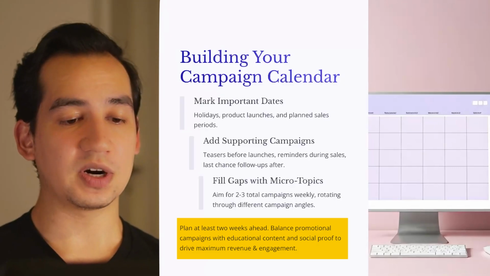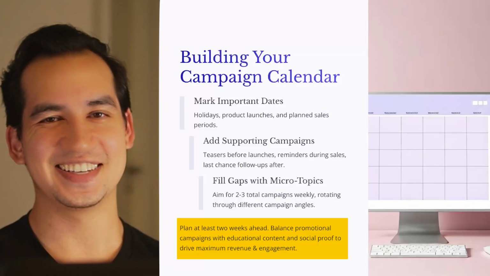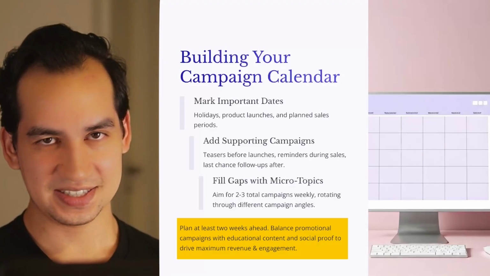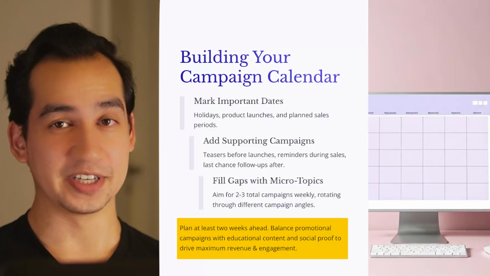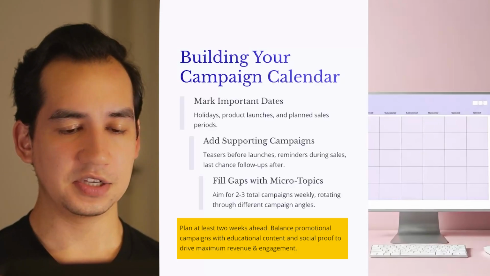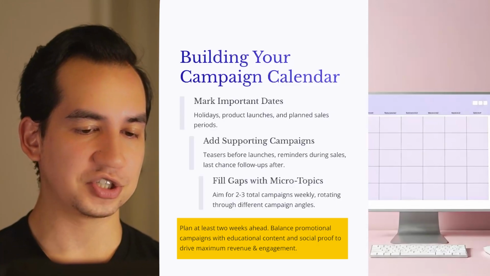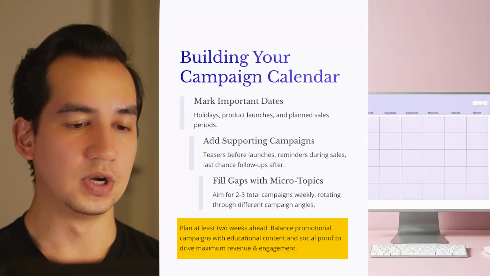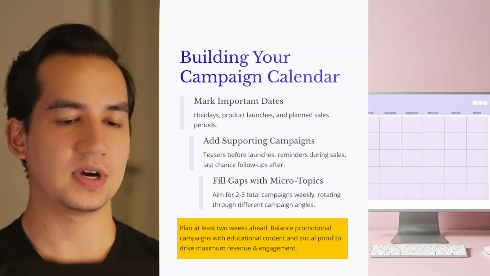And you generally want to plan at least 2 weeks ahead. A lot of people try to plan a month ahead, and that's okay, but a lot of different stuff comes up, so it's usually not that rigid. And you want to balance promotional campaigns with educational content and social proof to drive maximum revenue and engagement.